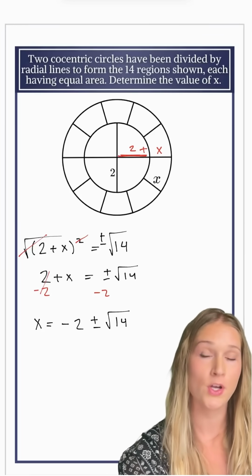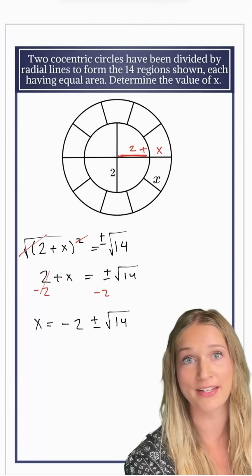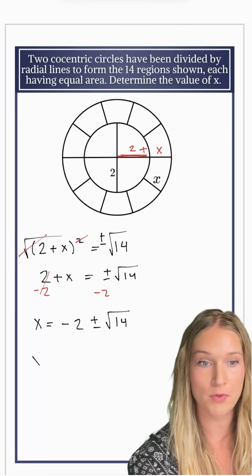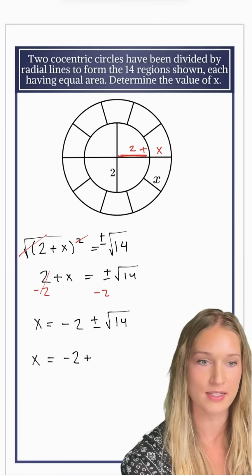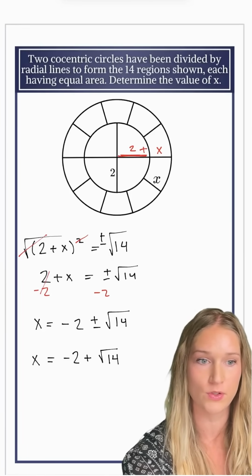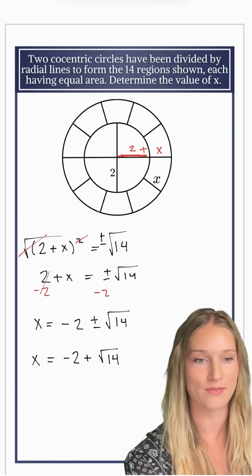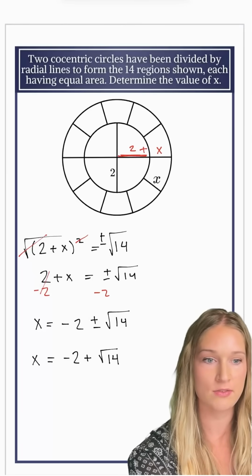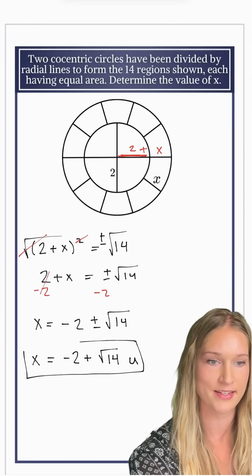But remember, we are talking about the length of a segment here, which means we're not going to have a negative. So I'm going to omit the case where we're subtracting that square root of 14 because that'll leave us with a negative result. So our only answer here is that x is negative 2 plus rad 14. And I'm not given any units, so I'll just call this u for units. And that is it.